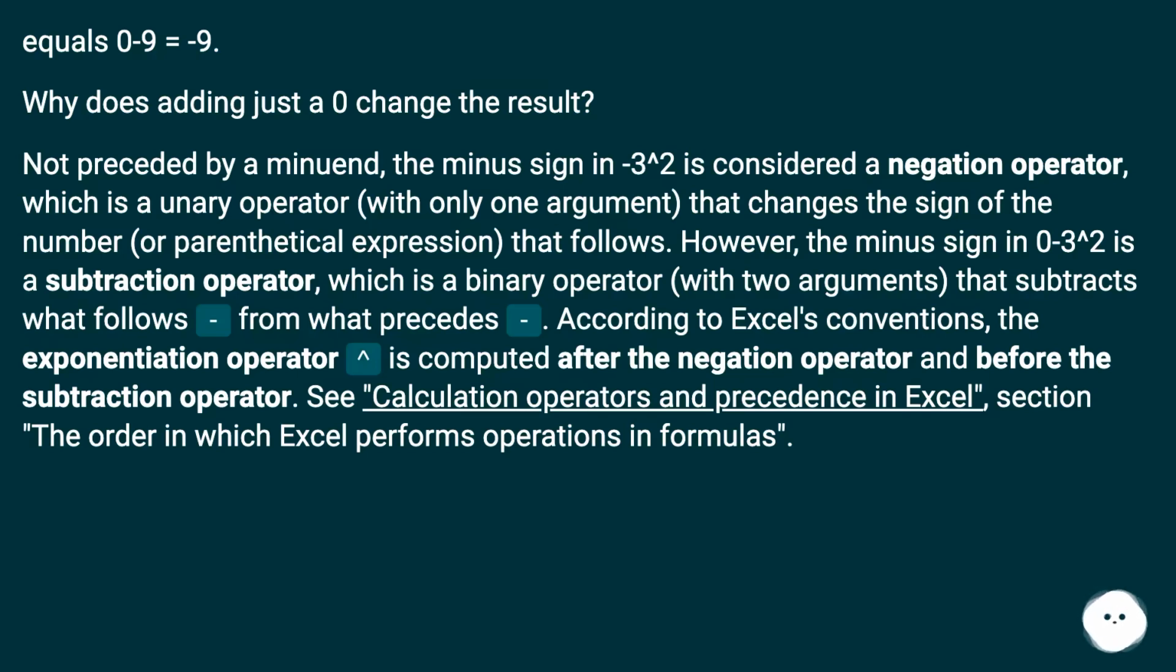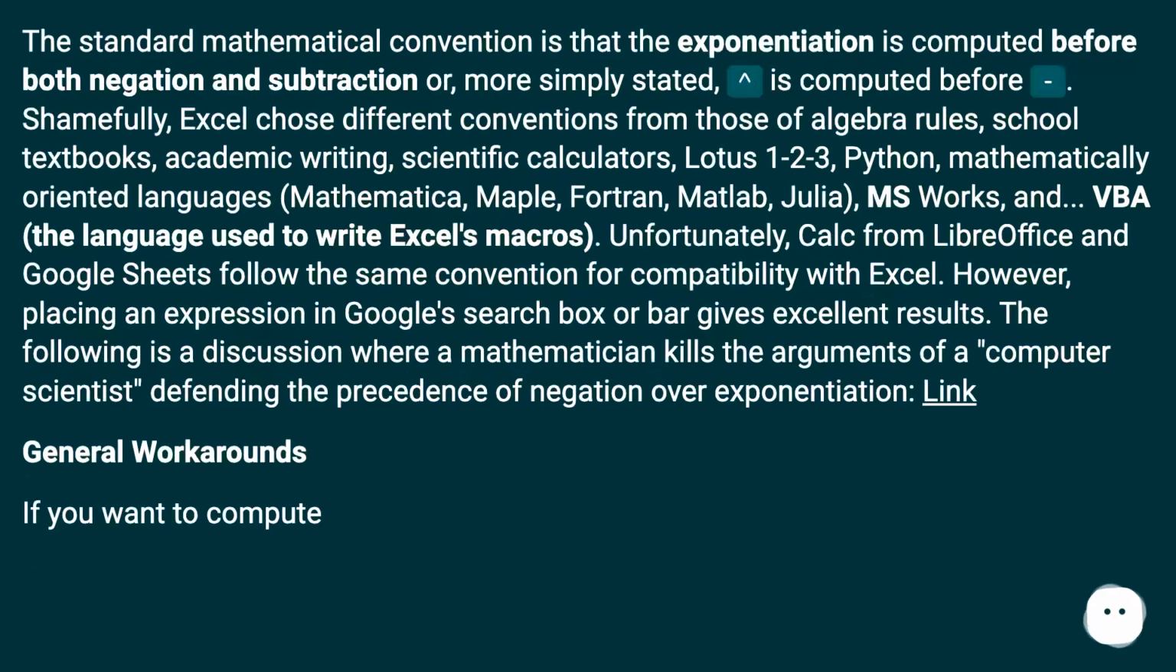According to Excel's conventions, the exponentiation operator caret is computed after the negation operator and before the subtraction operator. See Calculation Operators and Precedence in Excel, section The order in which Excel performs operations in formulas. The standard mathematical convention is that the exponentiation is computed before both negation and subtraction, or, more simply stated, caret is computed before dash.